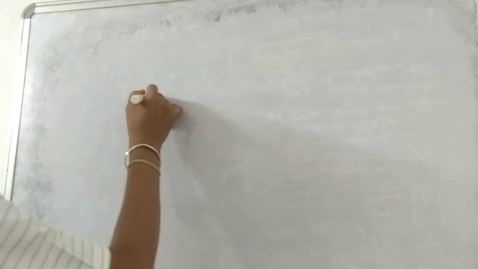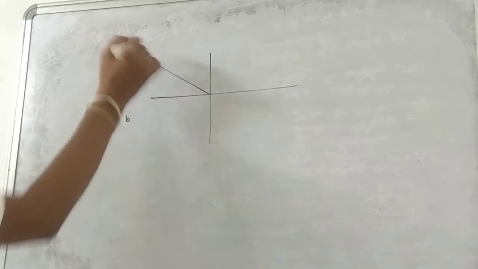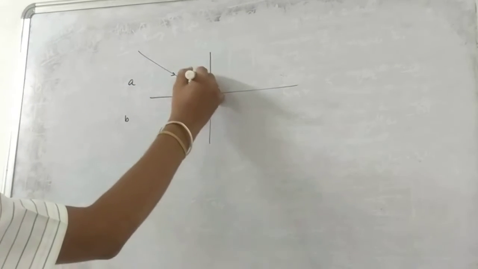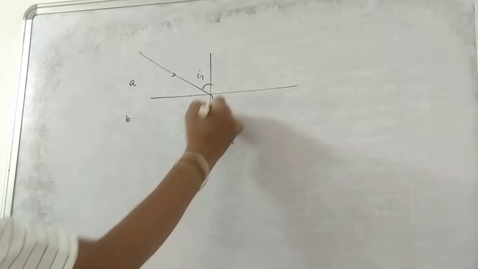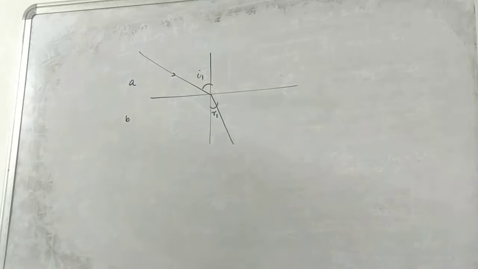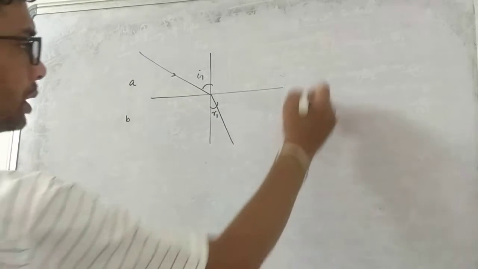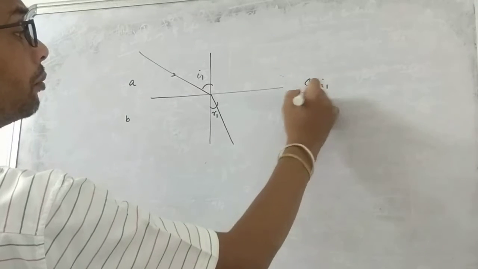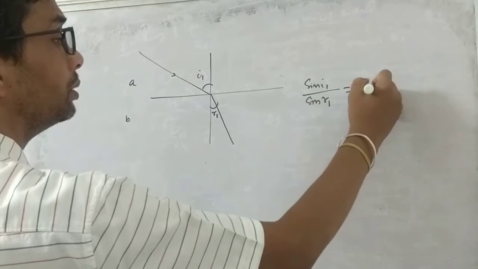Next topic is due to refraction. Okay. This is medium A, this is medium B. So light is here, incident at this angle I1, and this is R1. Okay? So sin I1 by sin R1 is nothing but mu B with respect to A.